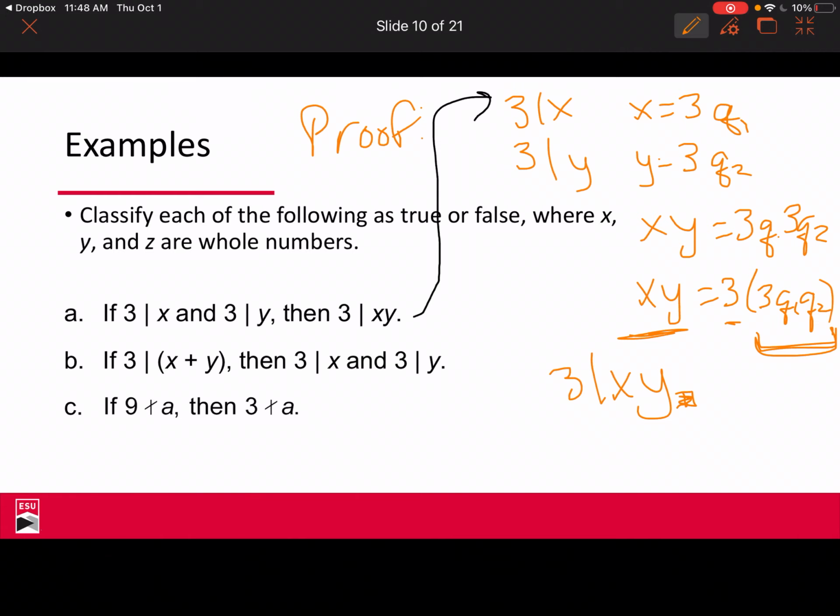So maybe take a second and pause the video here and see about the next ones: if 3 divides x plus y, then it divides each of them separately. Or if 9 doesn't divide a, then 3 doesn't divide it. Think about that, and then I will be right back.